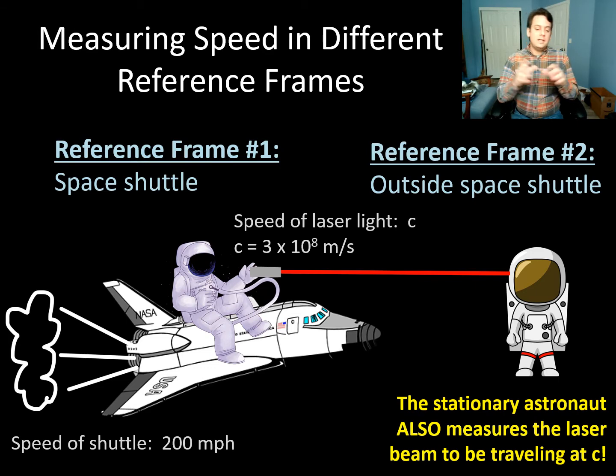And any normal thinking individual, certainly prior to about 1905, would have said, well, obviously, the speed of light is 3 × 10⁸ meters per second coming out of that laser. You get an additional 200 miles per hour from the space shuttle, and so the net result is 3 × 10⁸ plus 200 miles an hour. But it turns out we've done very careful experiments, and that is not right. In fact, the stationary astronaut measures the laser beam to be arriving at his location at exactly the speed of light, c.